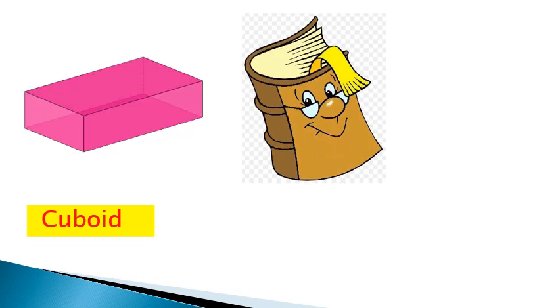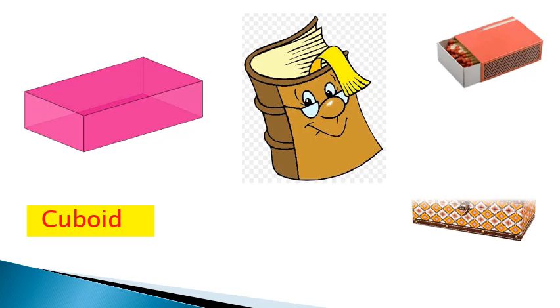Look at this book. The book is like a cuboid, okay? Also, look at this. What is this? A matchbox. Yes, a matchbox is like a cuboid, okay? Look at the tissue box. It's like a cuboid, okay?